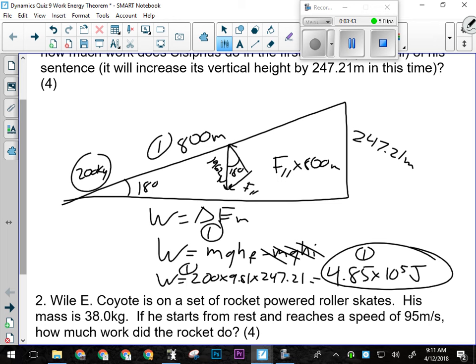All right, questions on number 1. So if they did do it the other way, if they did it this way with F parallel, those are the steps, give them the marks, and they can get the marks for doing it that way. It just took them longer.